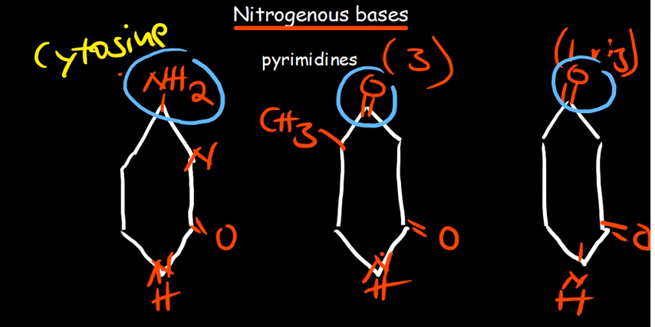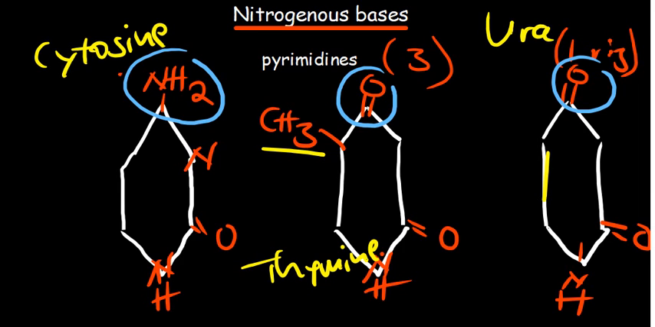Then the one with the methyl group is actually thymine. Methyl ends with THY, so that can help you remember. So the methyl group one is called thymine. Then the one which doesn't have any major difference group is basically uracil. Each nucleic acid, DNA and RNA, only has 4 different nitrogenous bases.